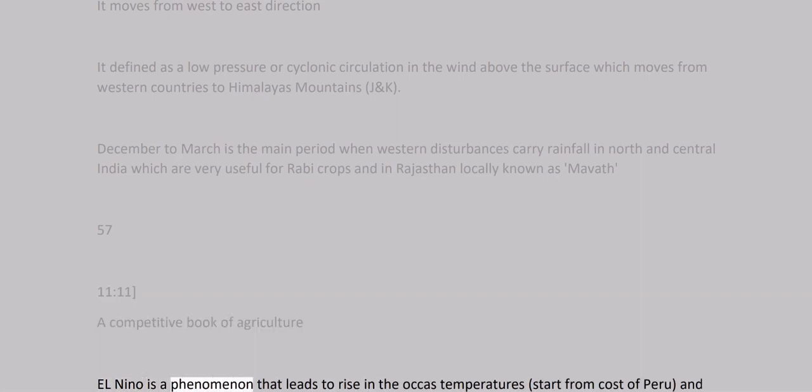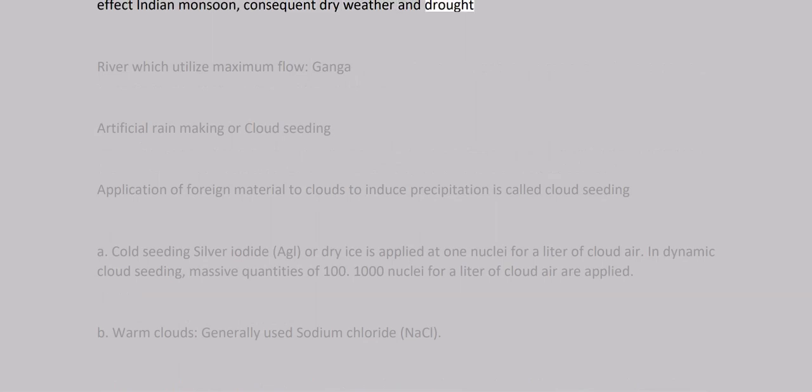El Nino is a phenomenon that leads to a rise in the sea temperatures, starting from the coast of Peru, and affects the Indian monsoon, with consequent dry weather and drought.